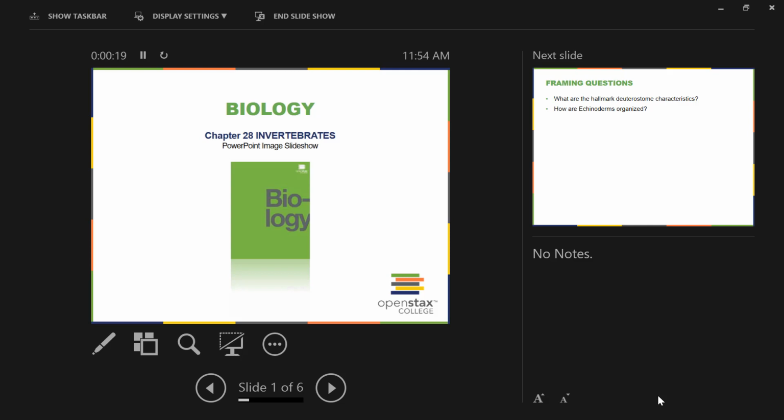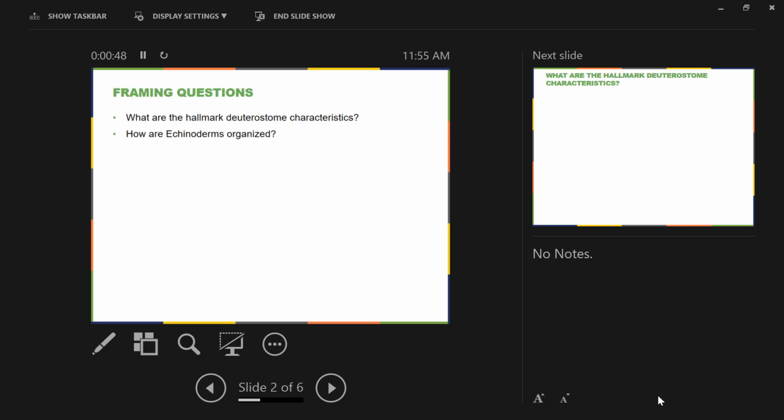But the way I split it on Canvas is we had a module on protostomes and a module on deuterostomes, but there's really only one big phylum of invertebrates that are deuterostomes, and then there's a more minor group that is talked about very briefly in the textbook. So as we finish up our discussion of invertebrates, we have only two framing questions to deal with today.